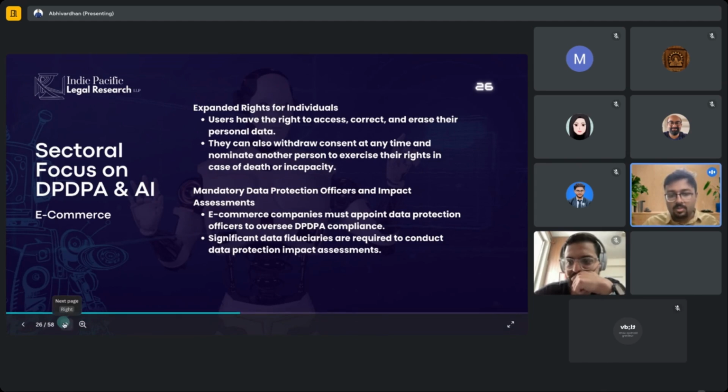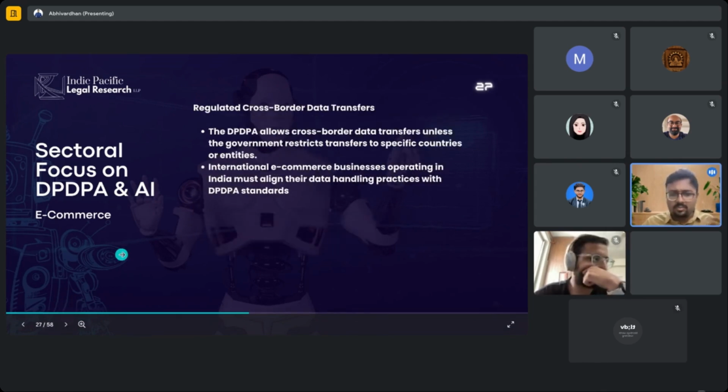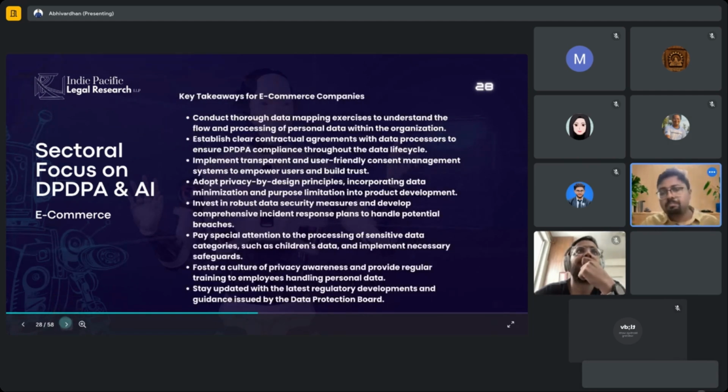So let's get on. This is the same thing for e-commerce. If you are, for example, doing some e-commerce for foreign entities, which happens in India, where your users are from outside or otherwise, data handling practices matter a lot. So that is, of course, an important dilemma. So these are the key takeaways.